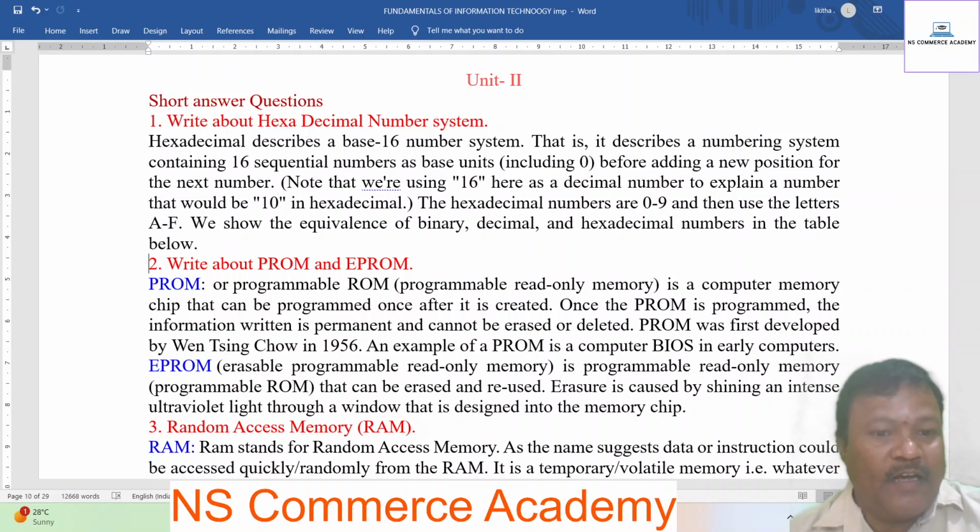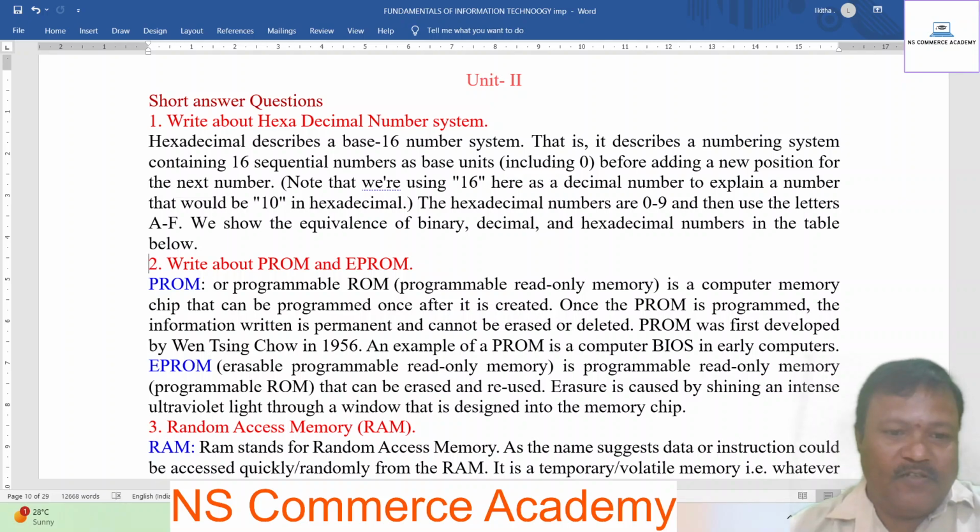EPROM, Erasable Programmable Read-Only Memory, is a programmable read-only memory that can be erased and reused. Erasure is caused by shining an intense ultraviolet light through a window that is designed into the memory chip.